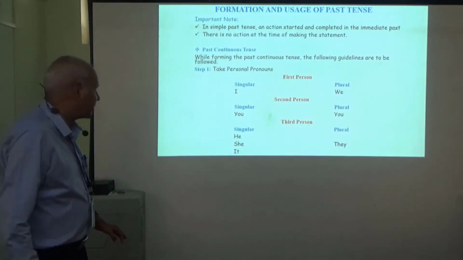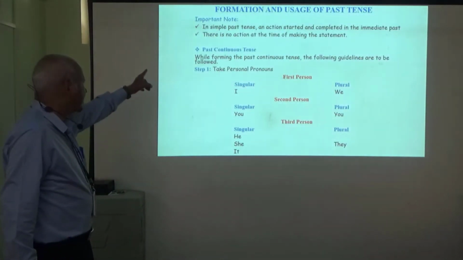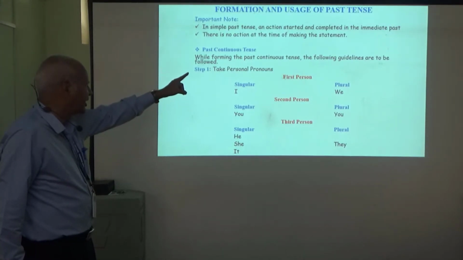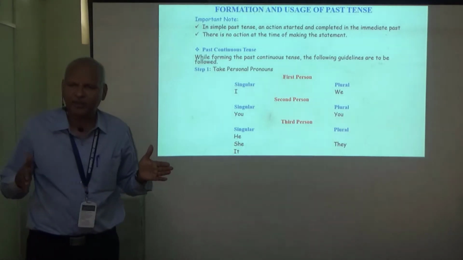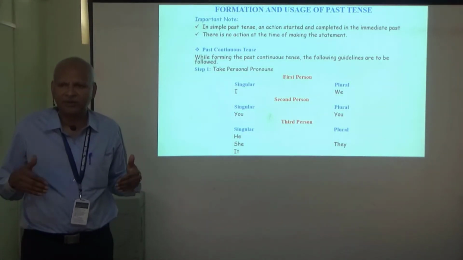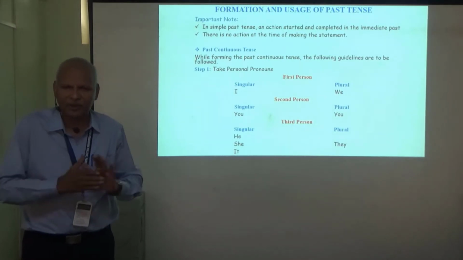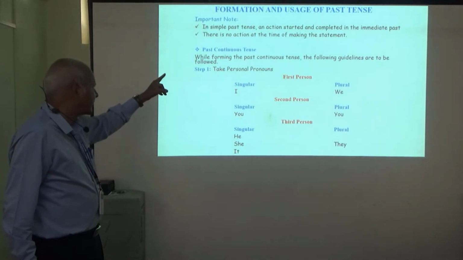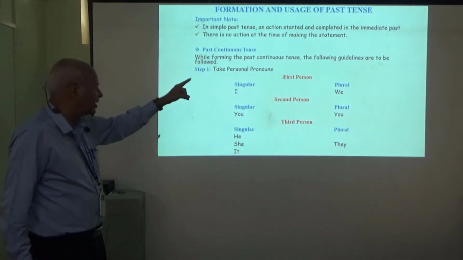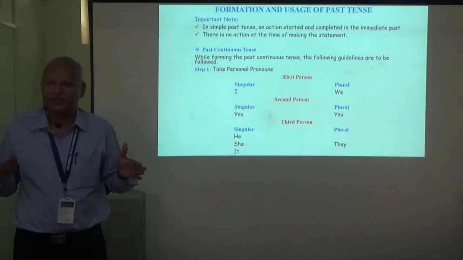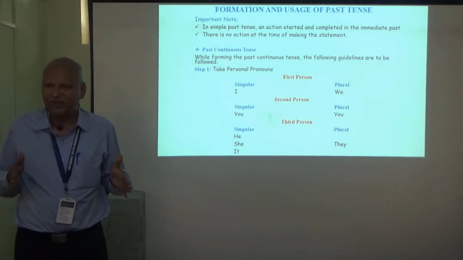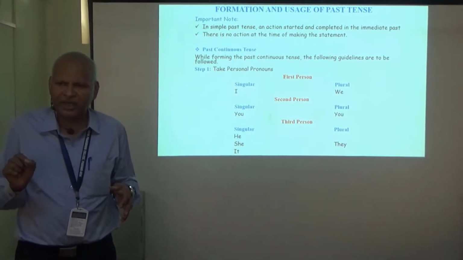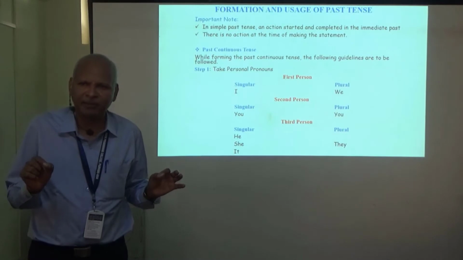Now what we need to remember here, important note: in simple past tense, an action started and completed in the immediate past. Past tense, as I said, we are going to form into 4 different forms. This is the first form, simple past tense, an action started and completed in the immediate past. When I make the statements I came, I did, I wrote, the work is just completed in the immediate past.